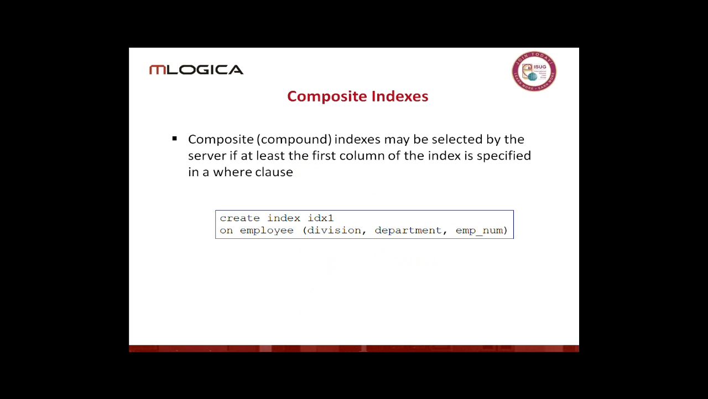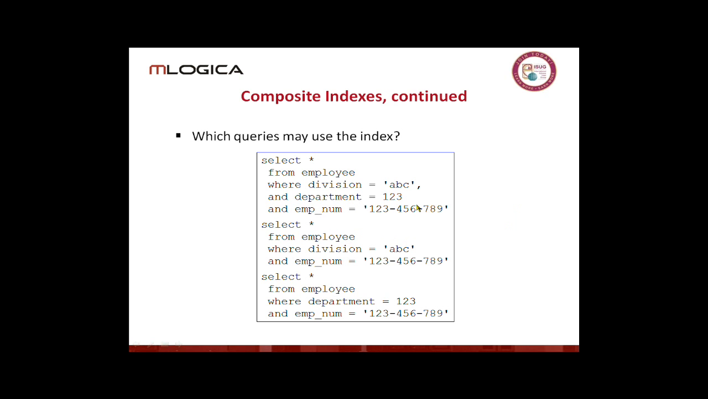Composite indexes. Now we get interesting. Here we have an index on division, department, and empnum. The question becomes, which will we use for which types of queries? Let's think about this one.